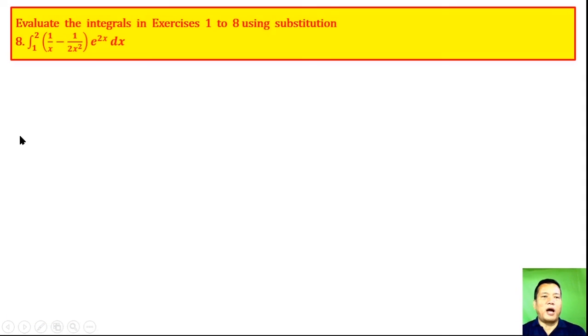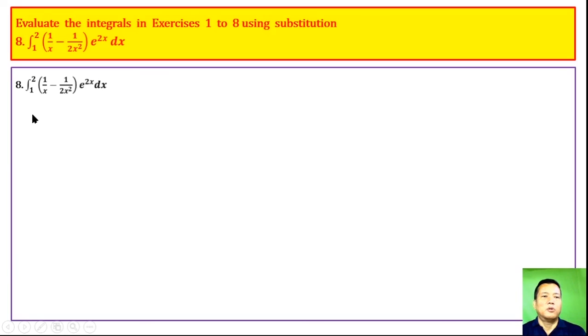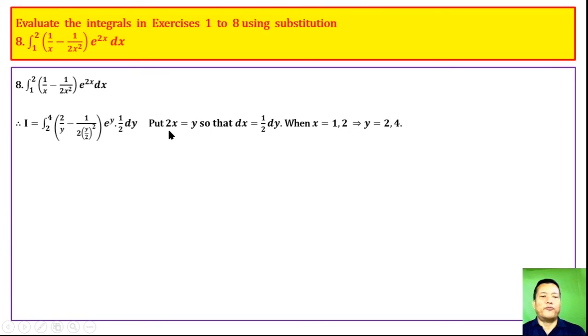For question number 8, we have this. We have to put twice x equal to y. Its derivative gives dx equal to half dy. When x is changed to y, we have to change its limit. When x is 1, y is 2. When x is 2, y becomes 4. The limit also changes from 2 to 4.